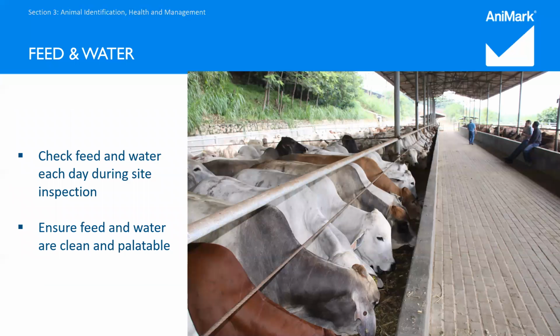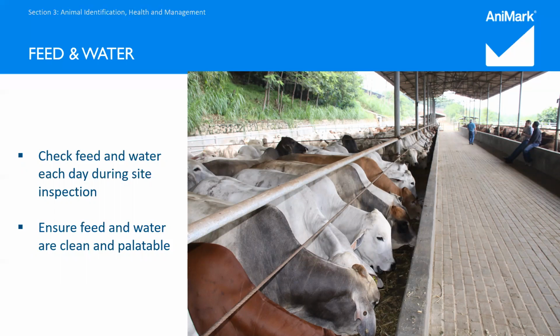The feed and water available to livestock can impact animal health relatively quickly. Daily inspections should check for feed and feeding behaviour, where feeding behaviour can be indicative of problems with the feed or animal well-being. Feed should be palatable and free from contaminants. Animals held over 12 hours should be fed.